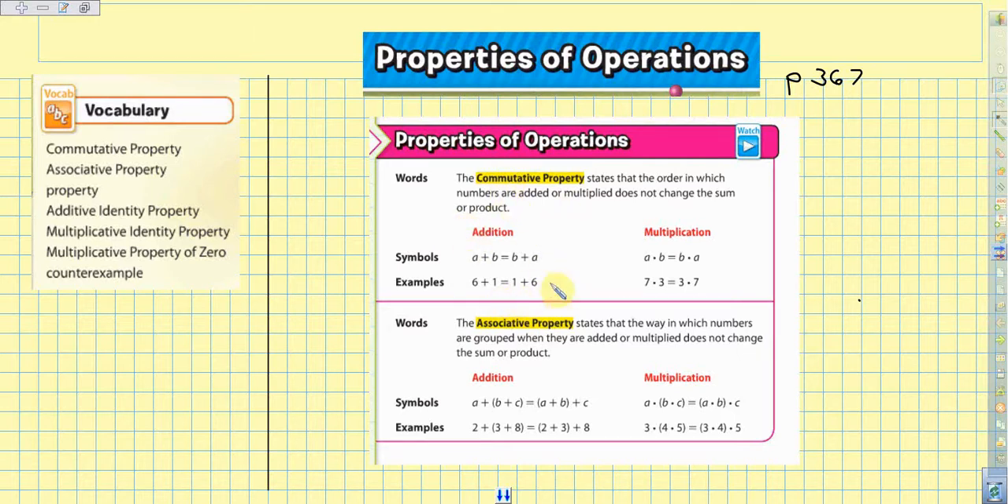Okay, when we're talking about the commutative property, we're talking about both addition and multiplication. And what the commutative property allows us to do is to move the numbers if you're adding. Like we know that 6 plus 1 is the same as 1 plus 6, or 7 times 3 is the same as 3 times 7. Now you probably knew that already. They use symbols too, variables, but that just means the same thing. What we call this is the commutative property.